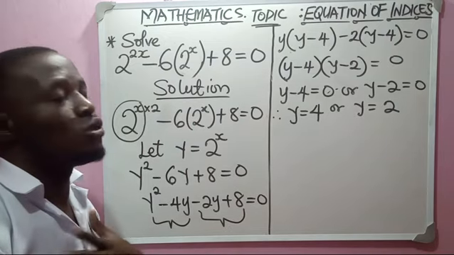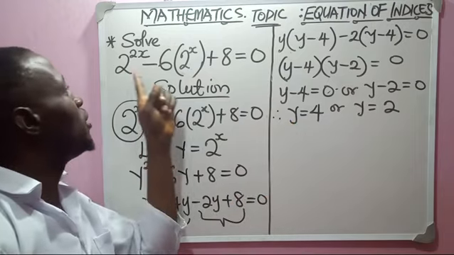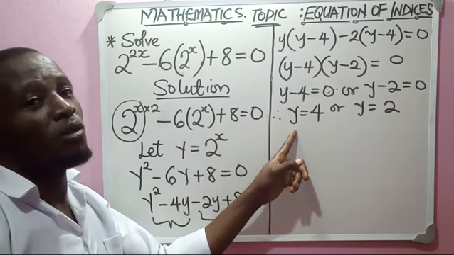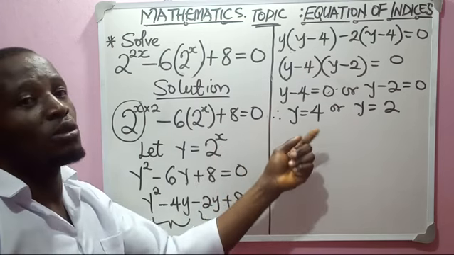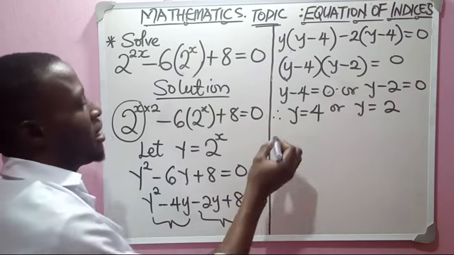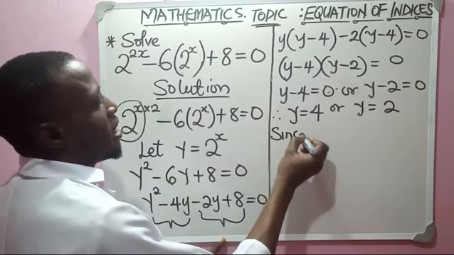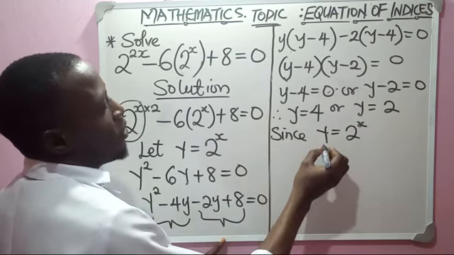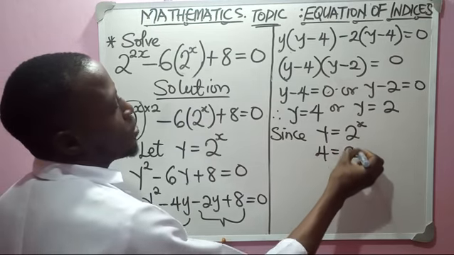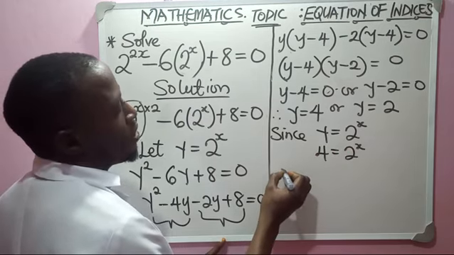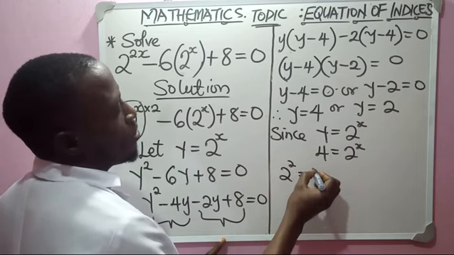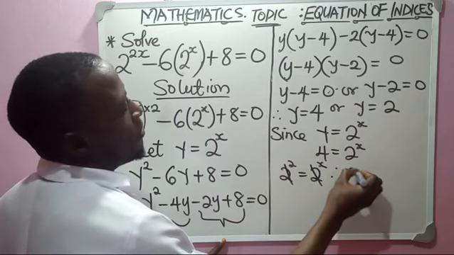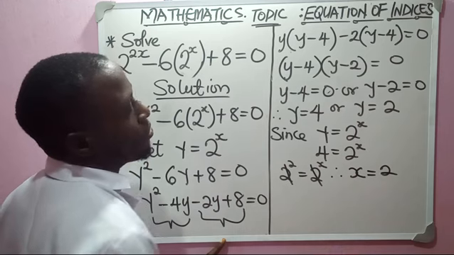Now, remember, I introduced y, and if you look at the original question, there is no y. What is there is x. So I need to look for x, but I just need to get to y so that I can get to x. Since y equals 2 raised to power x, the first y is 4, you put it there: 4 equals 2 raised to power x. And 4 is the same thing as 2 raised to power 2, so 2 raised to power 2 equals 2 raised to power x. They have the same base, so the bases go. Therefore, the first value for x is 2.